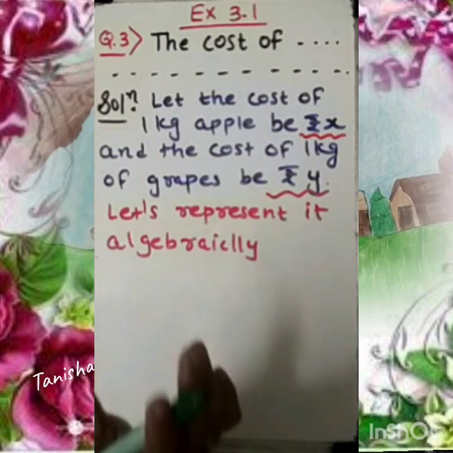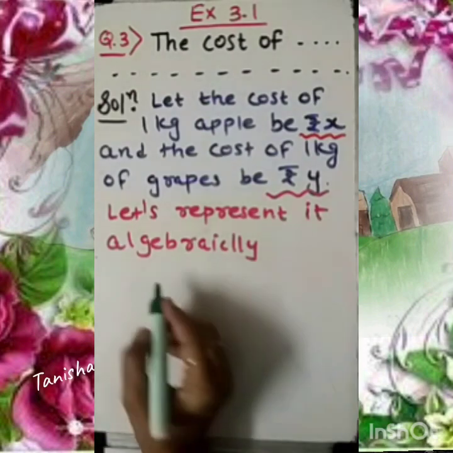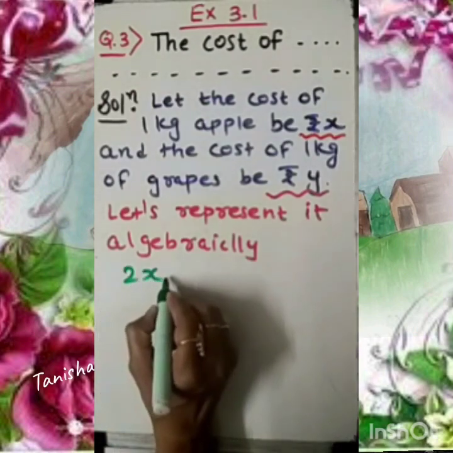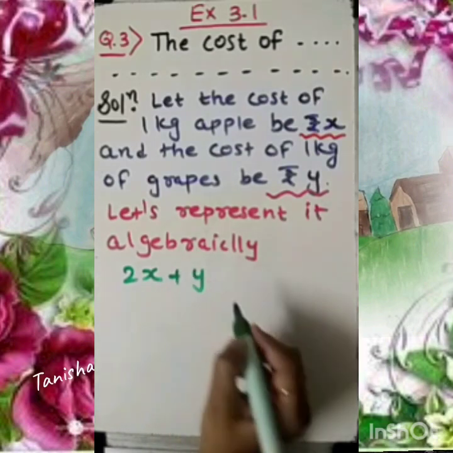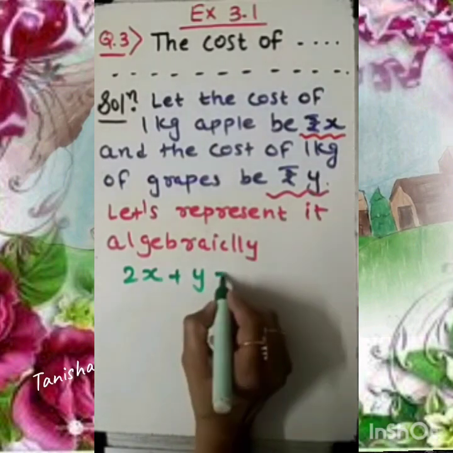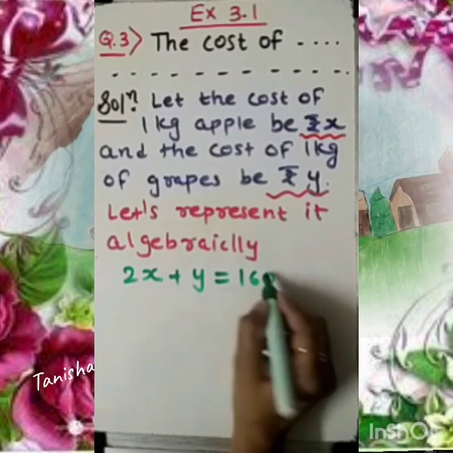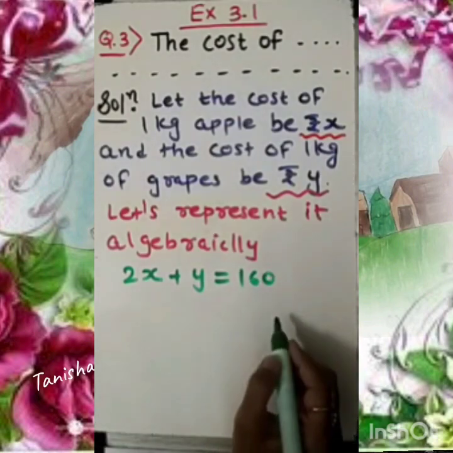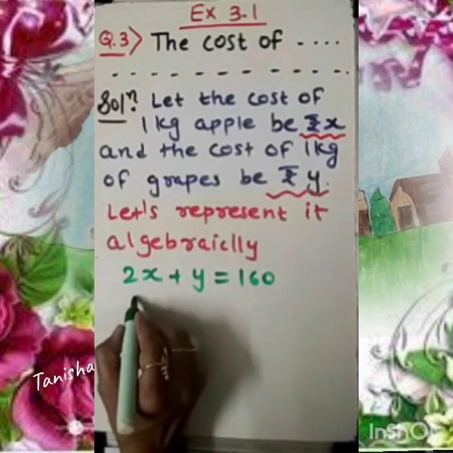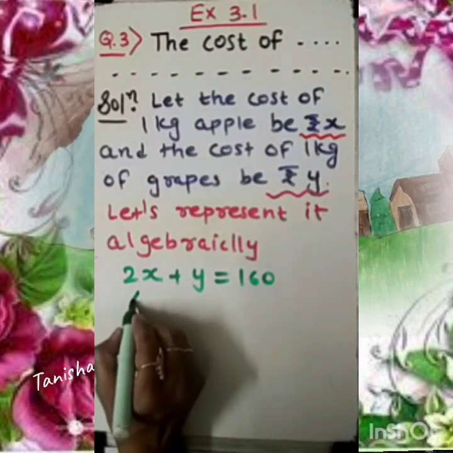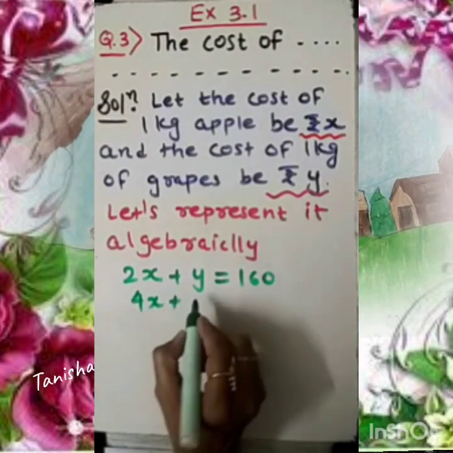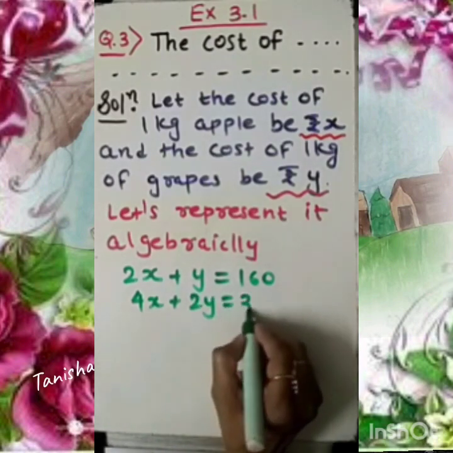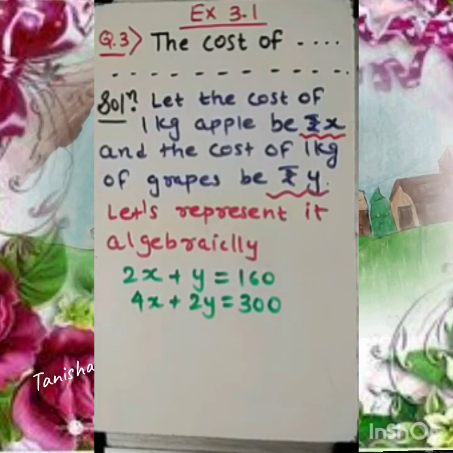As we see here, the cost of 2 kg of apple, so 2 kg of apple means 2x, and 1 kg of grapes, that is y, that is equal to 160. Fine, rupees 160 it is, they are paying for that. And in the next equation, 4 kg of apple and 2 kg of grapes, the amount which we have to pay is 300 for that.